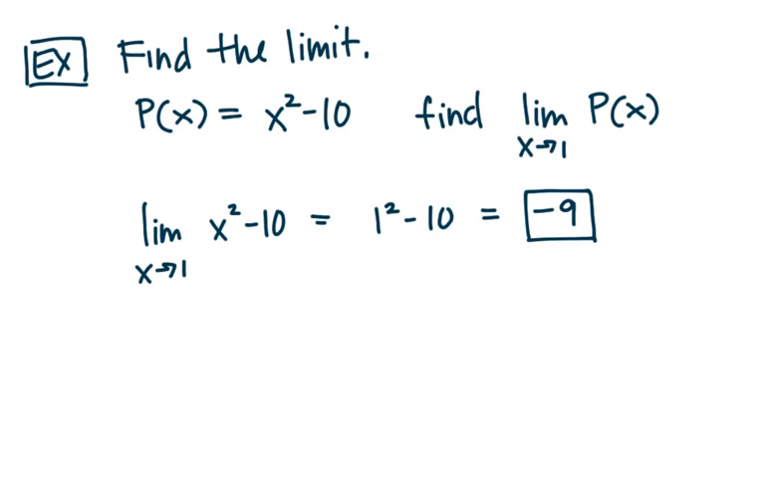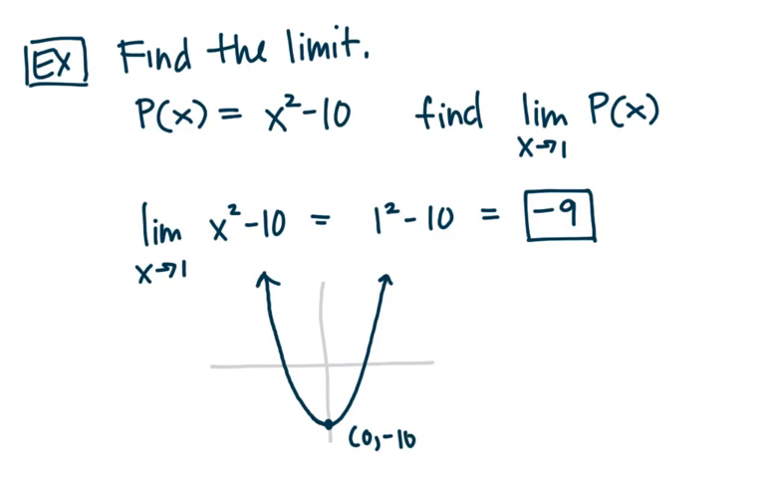And just to help us connect what we're thinking about, if I were to graph my polynomial function, it would be a parabola opening up, shifted down 10 units. So we'd have a vertex here at (0, -10). And we would also have this point on the graph, (1, -9). So the function value tends towards negative 9 as x approaches 1.